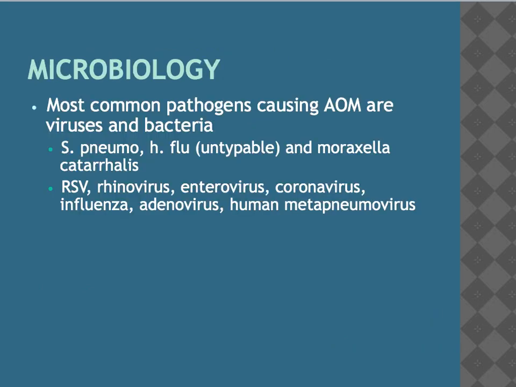The most common pathogens that cause acute otitis media are viruses and bacteria. By far the most common bacteria are strep pneumo, untypable H. flu, and Moraxella catarrhalis. Other viral causes of acute otitis media include RSV, rhinovirus, enterovirus, coronavirus, influenza, adenovirus, and human metapneumovirus.